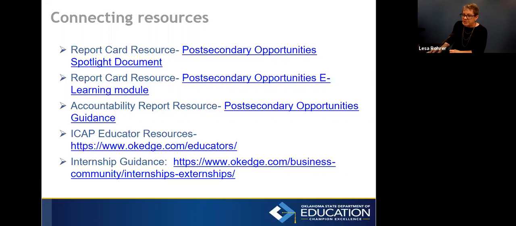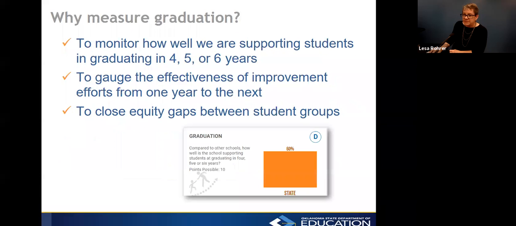And the first two just help you better understand this indicator. And last, the goal of all of us is to help our students graduate. So that's why we measure graduation, to monitor how well we're supporting students in graduating in 4, 5, or 6 years, to gauge the effectiveness of improvement efforts from one year to the next, and to close those equity gaps between those student groups. You'll notice on this indicator it says 60%.